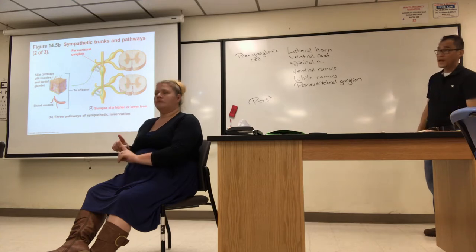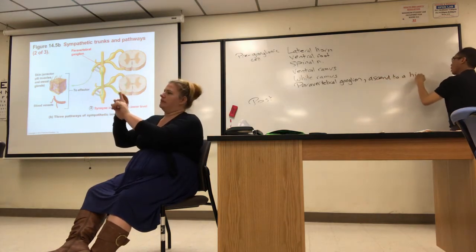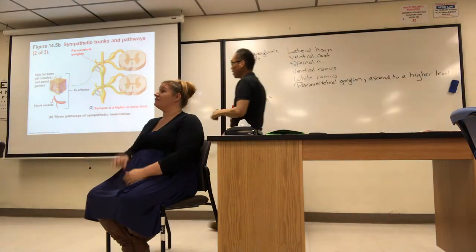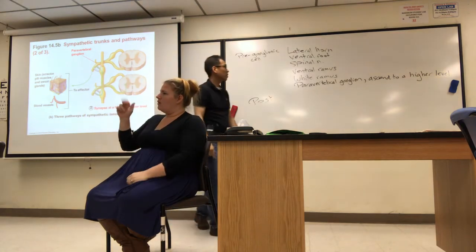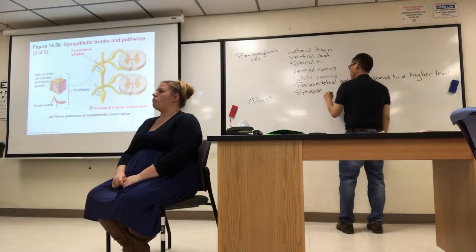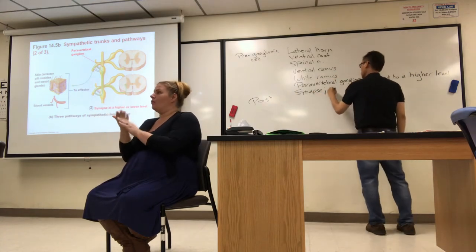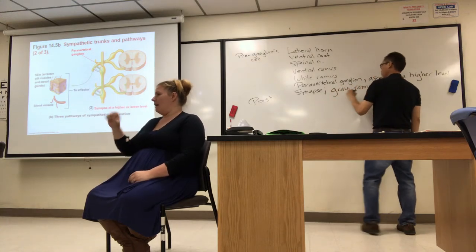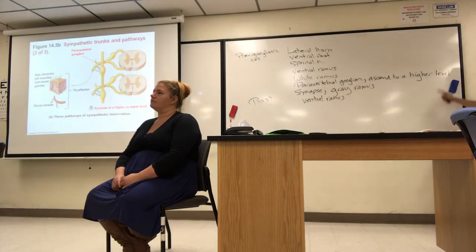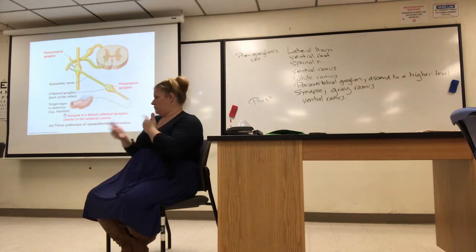You don't synapse. In this example, you ascend to a higher level. When you get to the higher level, you then synapse in that paravertebral ganglion. Then the postganglionic cell leaves through the gray ramus, ventral ramus. All right, gray ramus. Ventral ramus. So everything was the same until you entered the chain and you just went up the chain instead of synapsing at the same level.